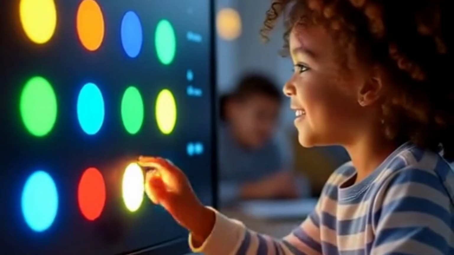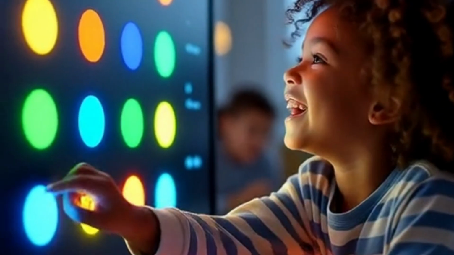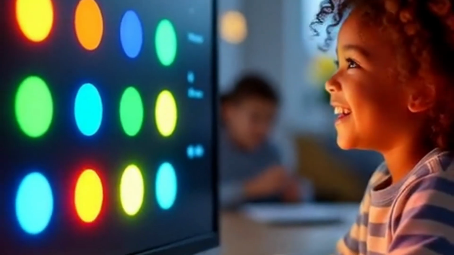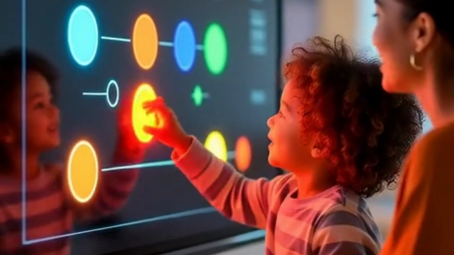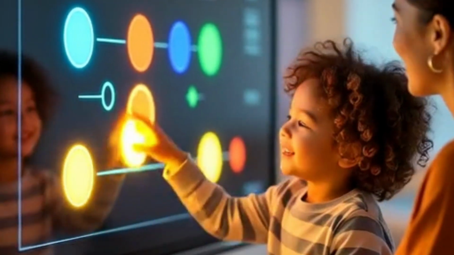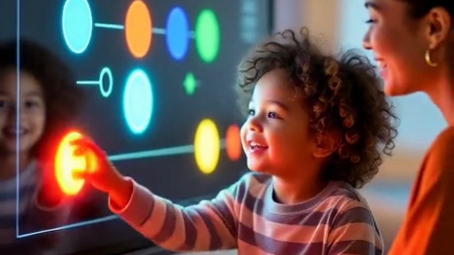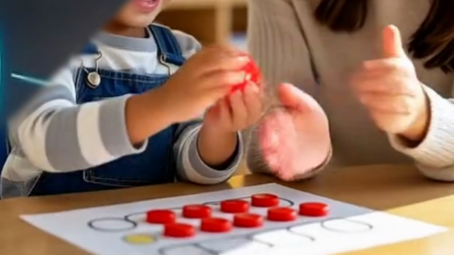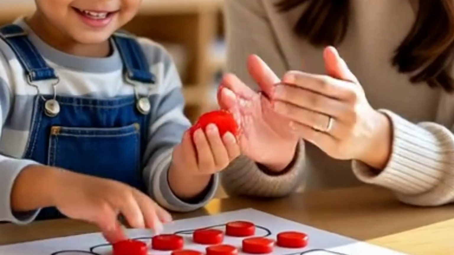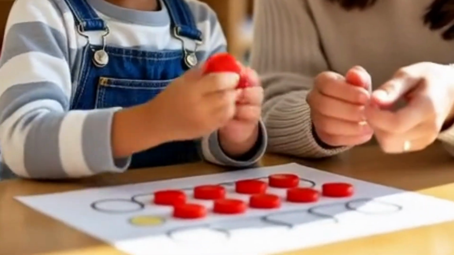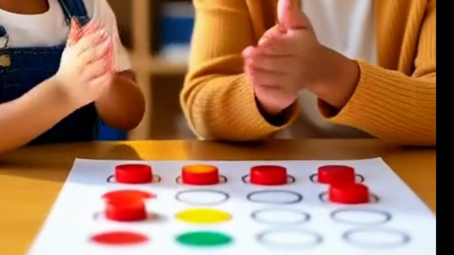1, 2, 3, 4, 5, 6, 7, 8, 9. Number 9. Finally, here are 10 dots, and the number is 10.